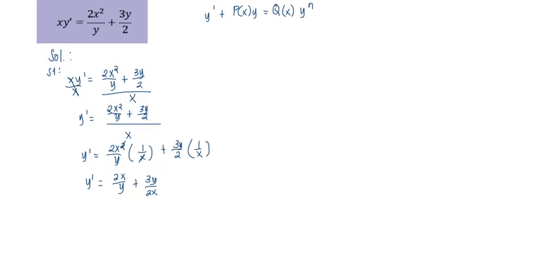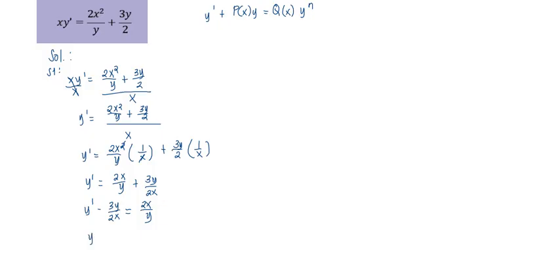Now we have to identify which is our p of x, which is our q of x. So for this case, it's much better if we assign 3y over 2x as our p of x. As you can see, y should be the only value left here. So obviously that would be our p of x. So it would be now y prime, transpose this one to the other side of the equation. It would be now y prime minus 3y over 2x is equal to 2x over y.